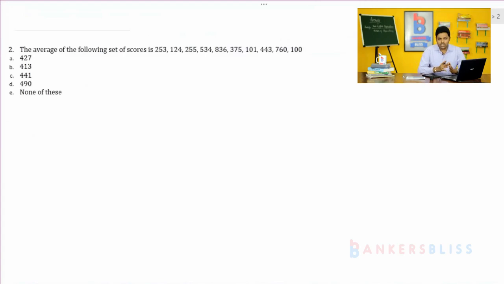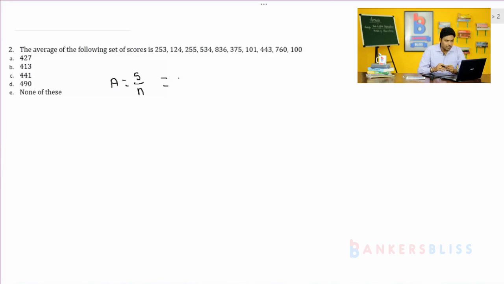So here also sharing is very difficult. So go for the formula. The formula is average is equal to sum divided by n. So the sum you have to calculate, add the numbers. So in the previous problem what we did, the same thing you continue here also. In 253 you consider only 200, in 124 you consider only 100, in 255 you consider only 200, and in 534 you consider only 500. Like that you do for all the 10 numbers.